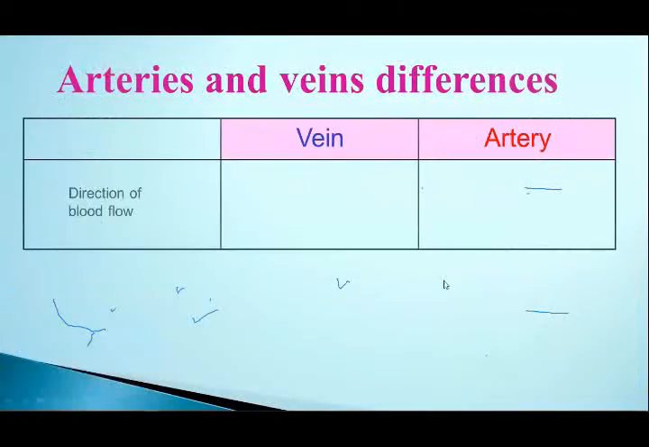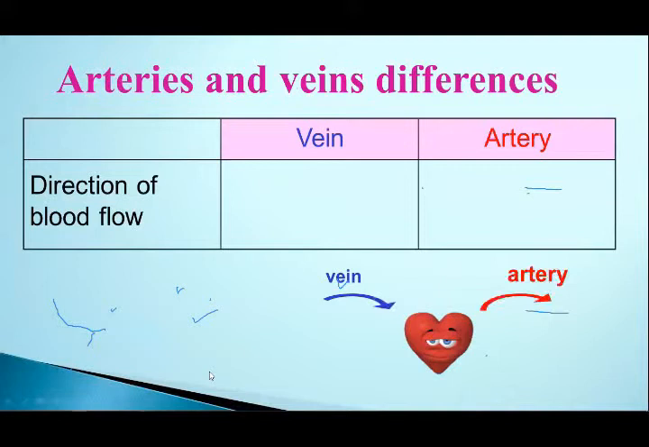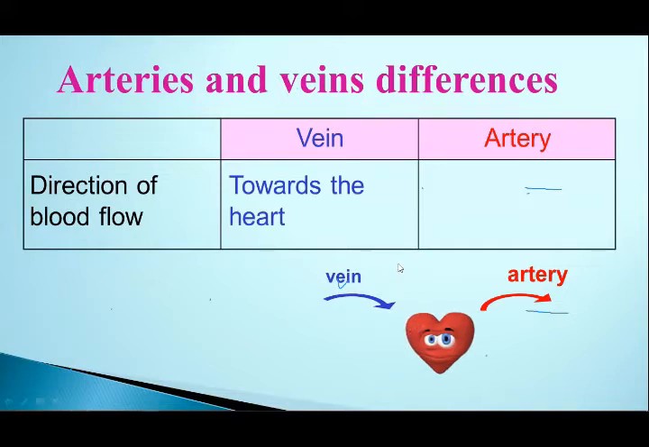Let's understand some basic differences between arteries and veins, and how they differ in their structure first. Then we will come to the capillaries in detail. Now, I already told you that the direction is different in both. If you consider the veins, they always bring the blood towards the heart. Now when you consider the arteries, they always carry the blood away from the heart.